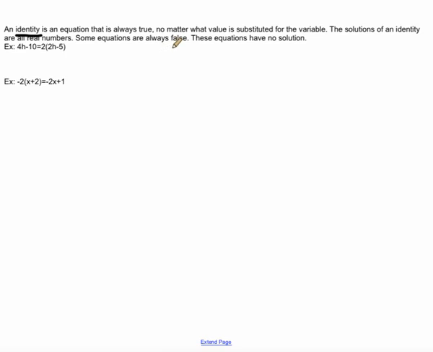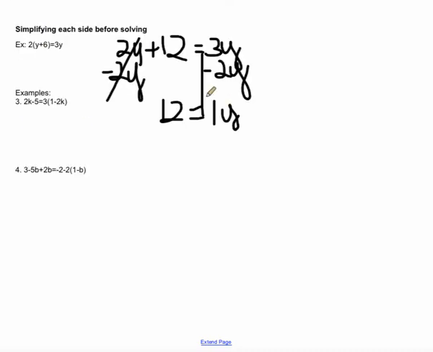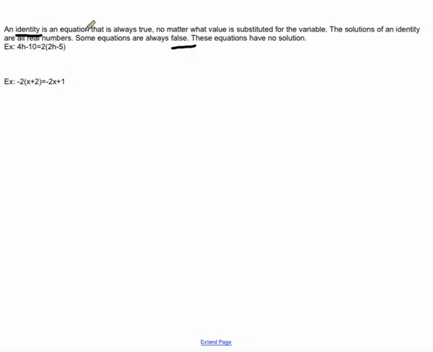Some equations are always false. So an identity is always true, and then some, we don't have a special name for that, but some equations are always false. And those equations have no solution. So normally, we have an equation that has an answer, right? Y equals 12. So in this equation, y always is 12. But in some cases, an identity, that means that y in some equation could be anything. Then there's also some equations where there's no possibilities for the variable. Okay, so let's look at these.